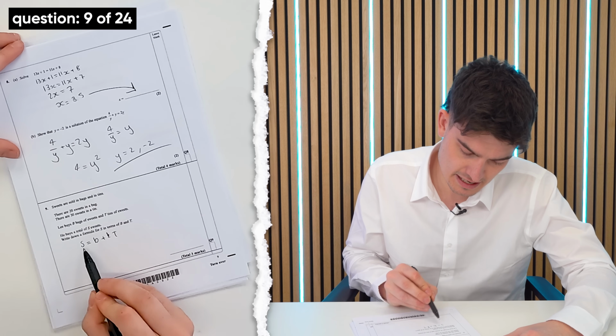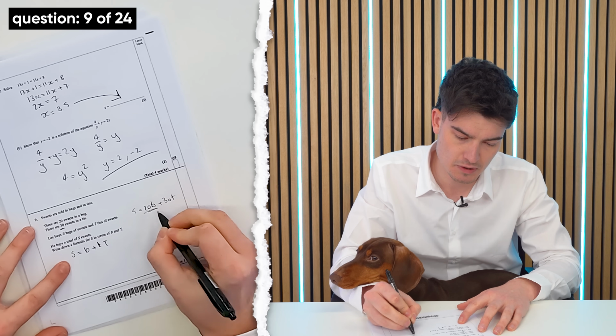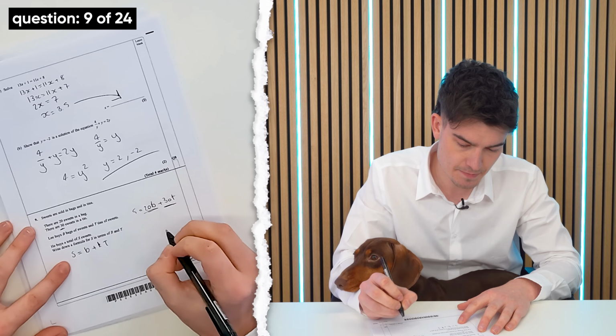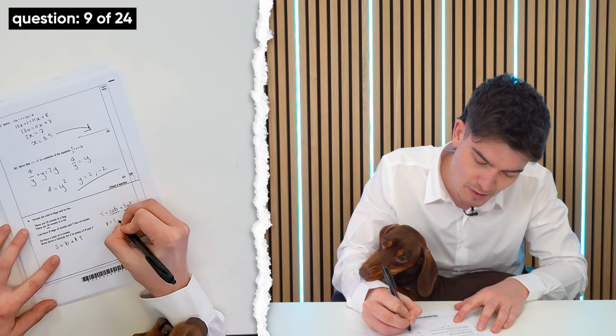Well, that would be it, right? S is the total. The total is how many tins he's got. That makes sense to me, but it's 3 marks, so it's got to be wrong. There's got to be something to do with this 20B and 30T. Oh, you know what? I've got it. B equals 20T.